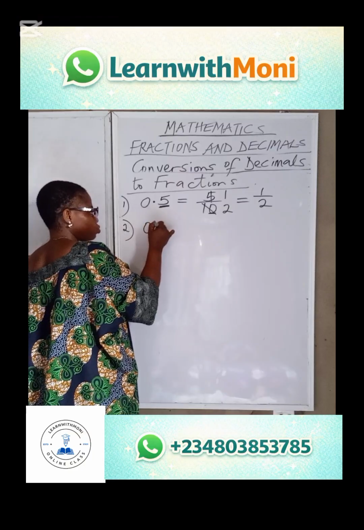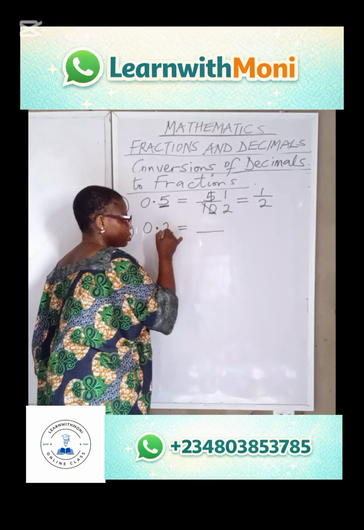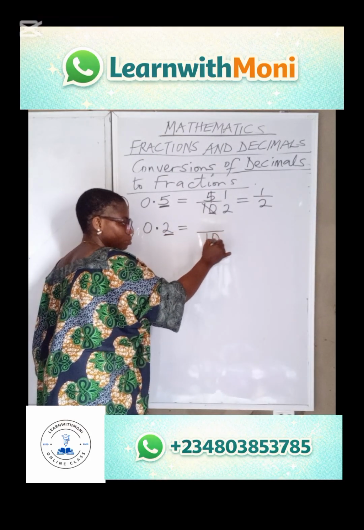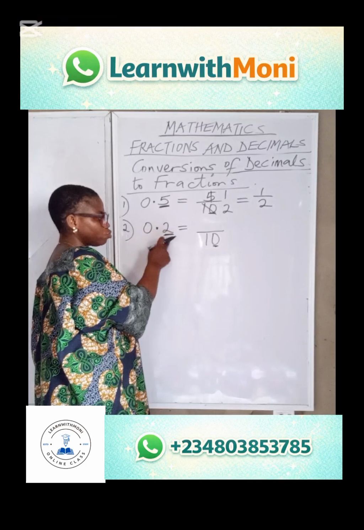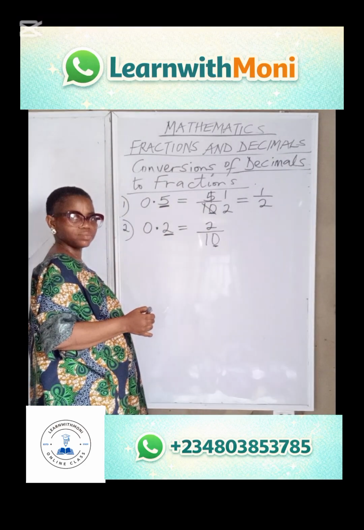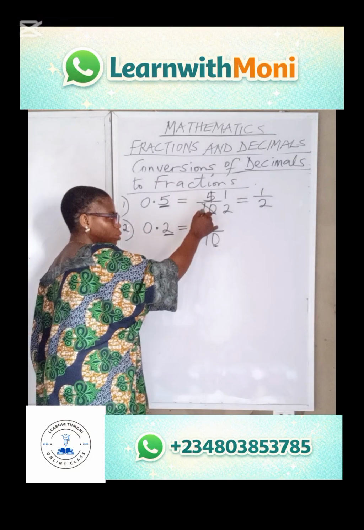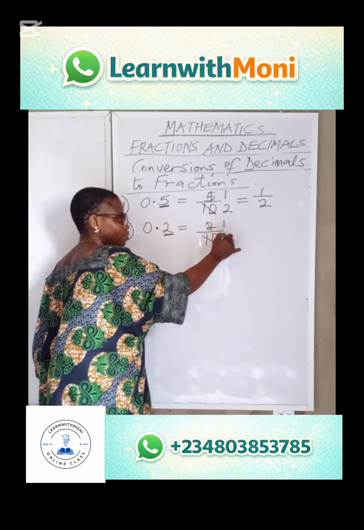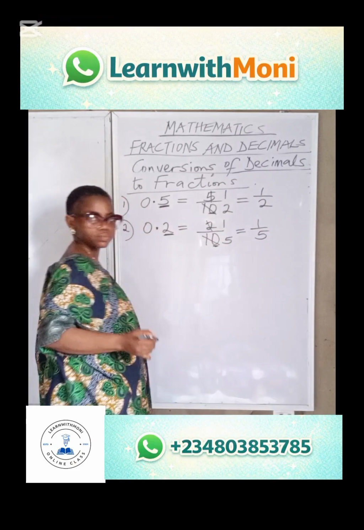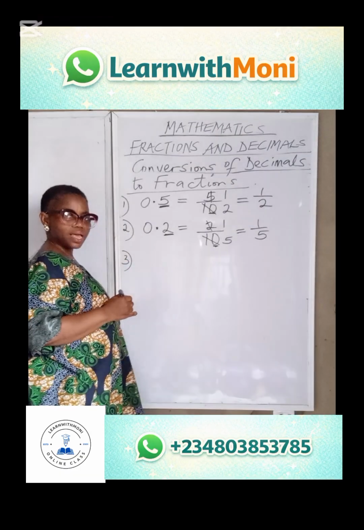Let's see another example. When I have 0.2, 0.2 means 1 digit at the back of the decimal point. That is over 10. What is going to be over 10? 0.2 is 2. That is 2 over 10. I will not stop here. I will reduce my answer to the lowest term. 2 divides 2 once. 2 divides 10, 5. That is 1 over 5. Okay, let us see another example.